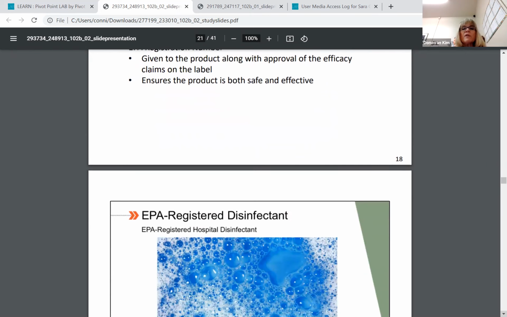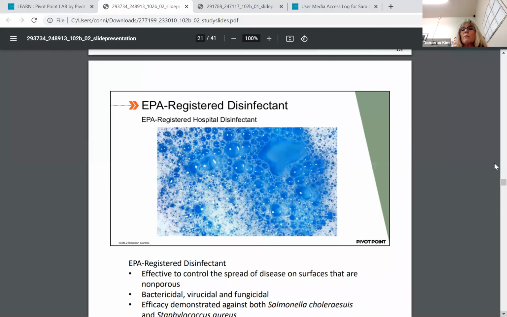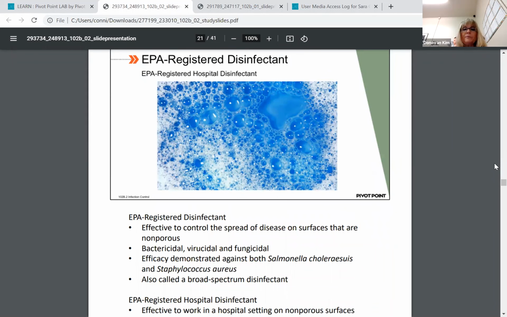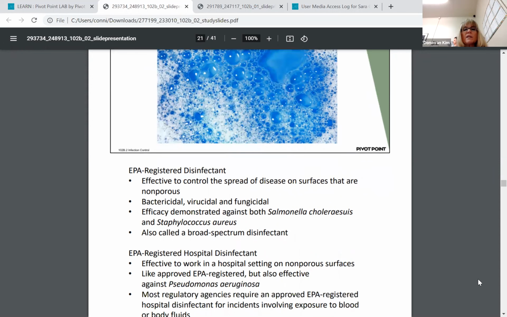So we have EPA registered hospital disinfectants. That's what we're going to be using in our disinfectants, right? So it has to be bactericidal, virucidal, and fungicidal, and it has to have the efficacy, the effective demonstration against Salmonella and Staphylococcus. So there you go, also known as a broad spectrum disinfectant.